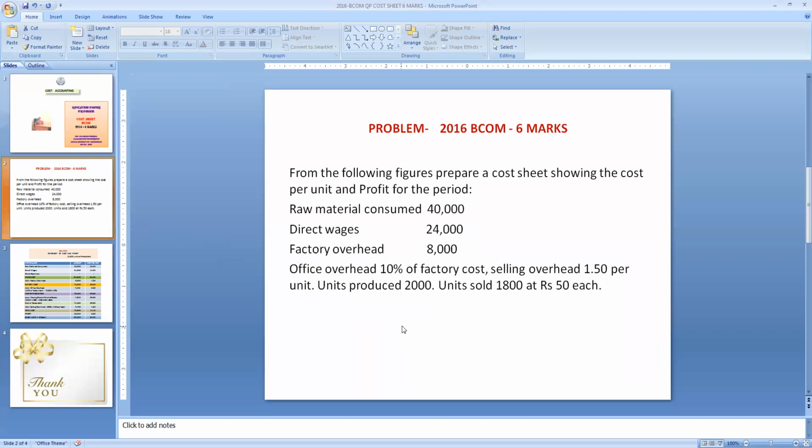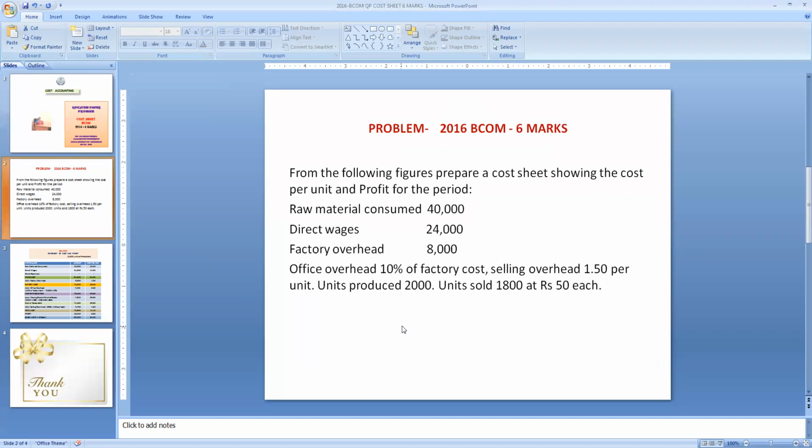Here, from the following figures, prepare a cost sheet showing the cost per unit and profit for the period. Raw materials consumed is 40,000, direct wages 24,000, factory overhead 8,000, office overheads 10% of factory cost, selling overhead is 1 rupee 50 paisa per unit, units produced is 2,000, units sold is 1,800 units at 50 rupees each.